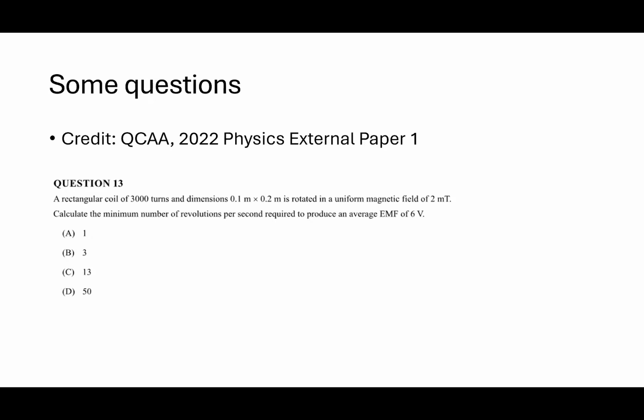Not quite. So look at our values. We have number of turns, not turns per meter, mind you, number of turns. We have area. We have magnetic field strength, and we have a voltage. We have an EMF of 6 volts. What does that suggest? Combined with the area, what does that suggest the formula we need to use is?